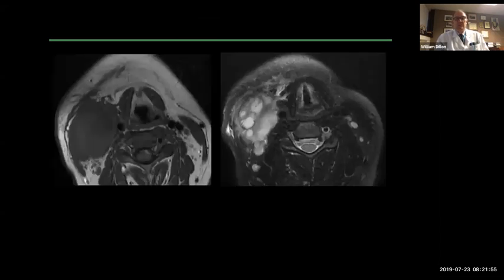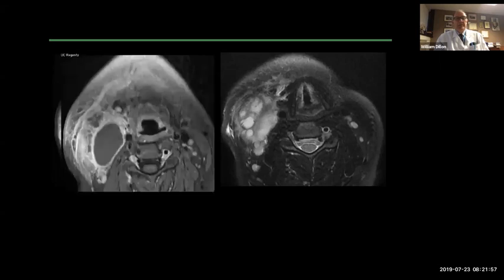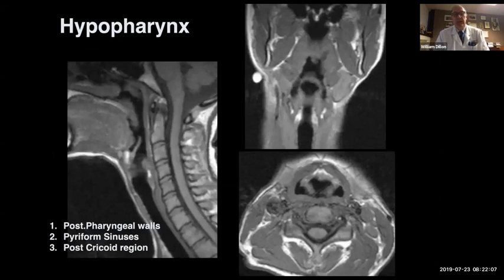Here's just another example of another mass, a cystic mass. This is an infected branchial cleft cyst that's extending down towards the submandibular space. So a lot of things can occur in that area.